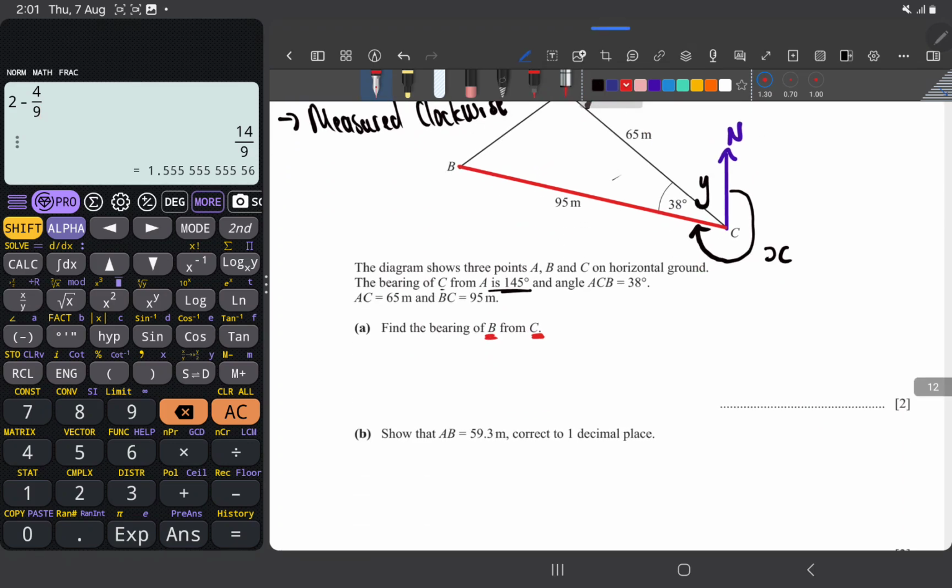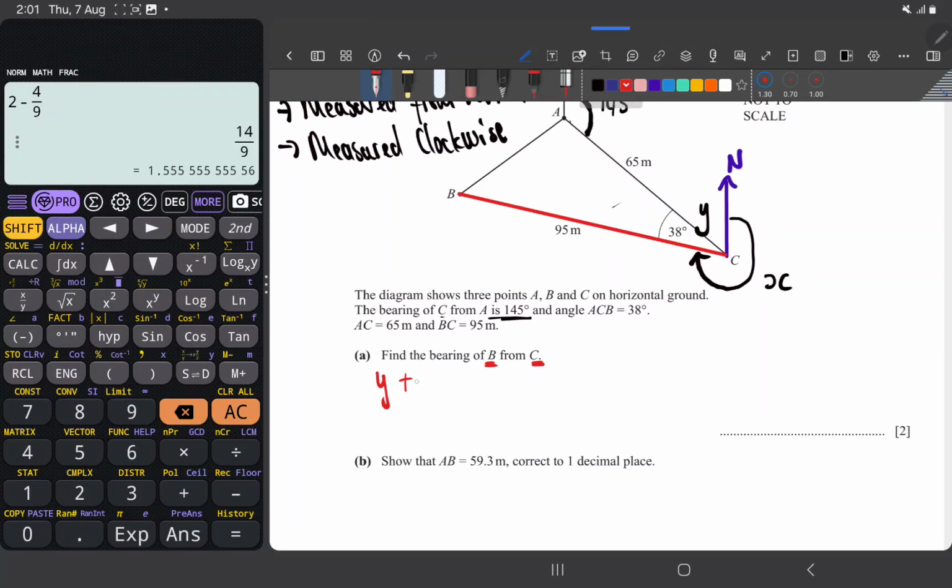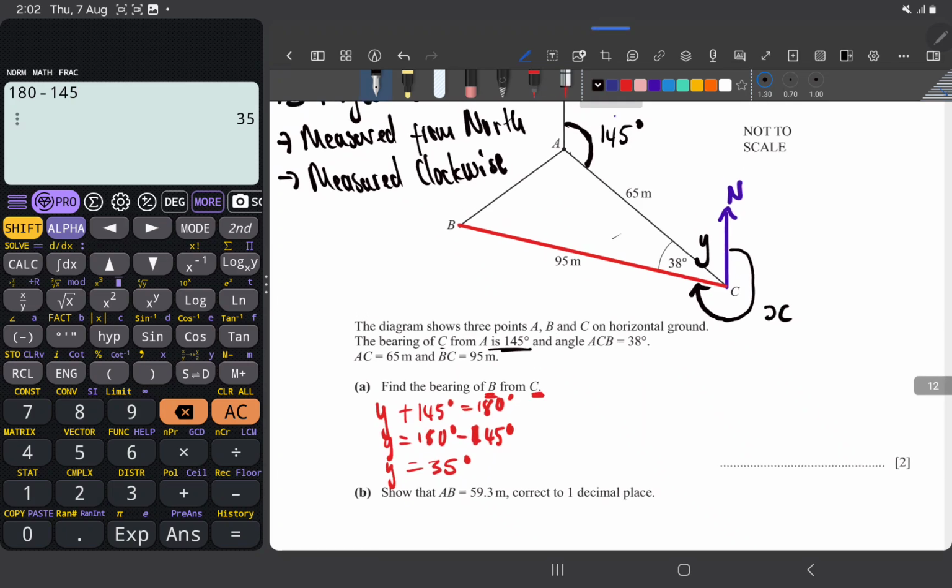Now, when you get that, you know that Y plus 145 will give you 180. Y plus 145 degrees is equal to 180. So you can say Y is equal to 180 degrees minus 145 degrees. Let's punch. I'm going to say 180 minus 145. I'll get Y equal to 35 degrees. Now, is that the solution? No, it's not. You want this bearing, X.